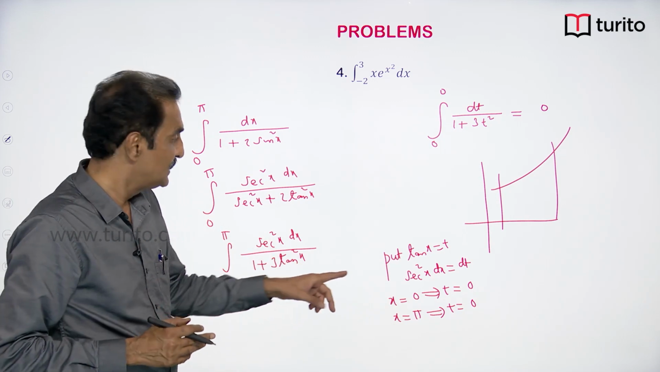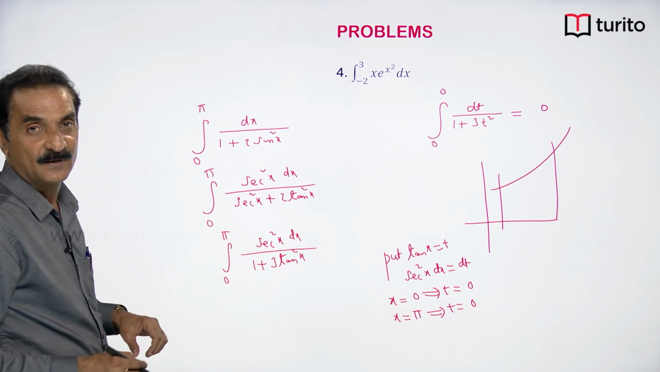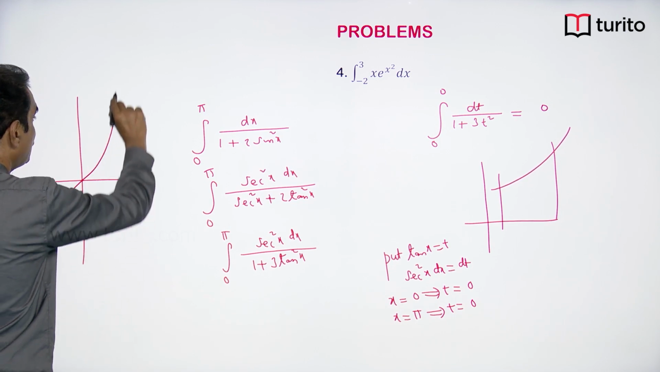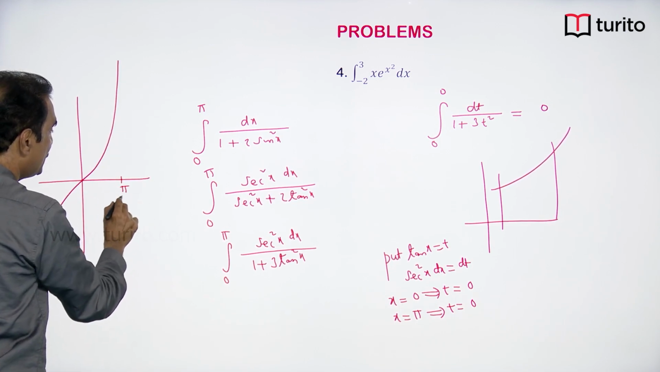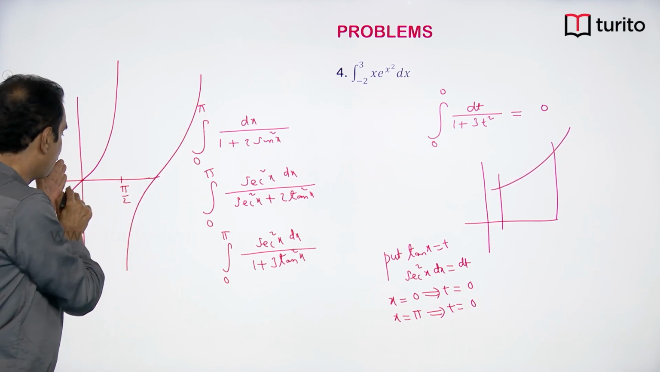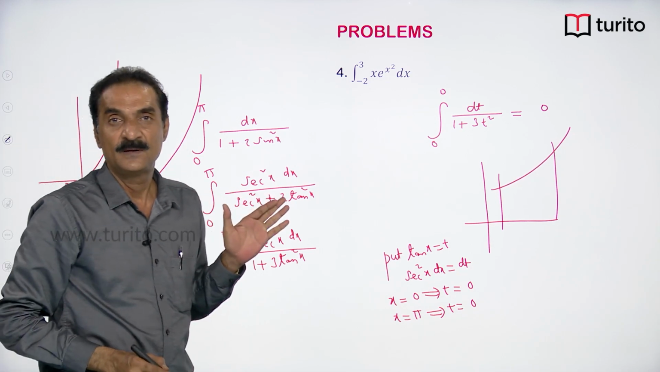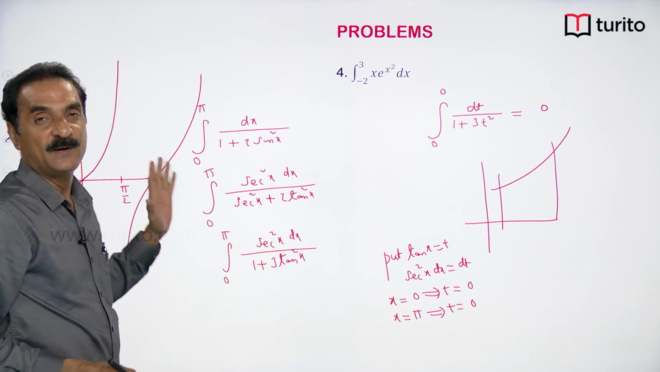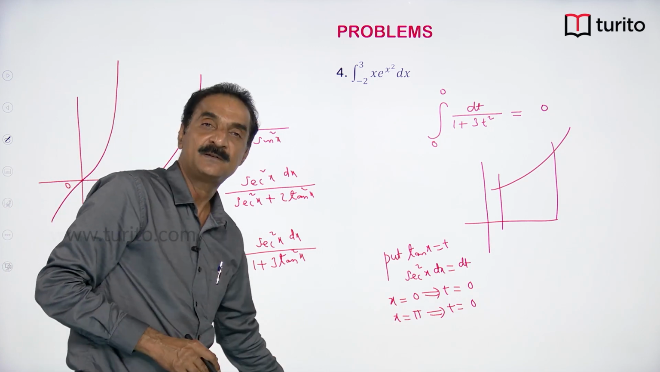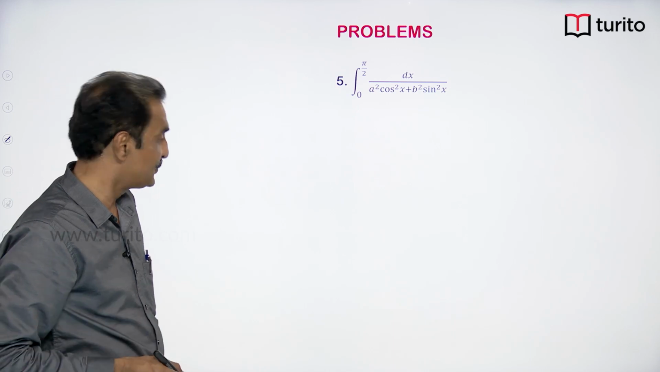It is because tan x is not a monotonic function in the interval 0 to pi. In the interval 0 to pi by 2, the graph of tan x will be like this. From pi by 2 to pi, the graph will be like this. So, if you consider the interval 0 to pi, tan x is not monotonic. It is discontinuous and not defined at pi by 2. So, that is why we are getting the wrong answer. So, please avoid substituting a non-monotonic function as t. Next question.